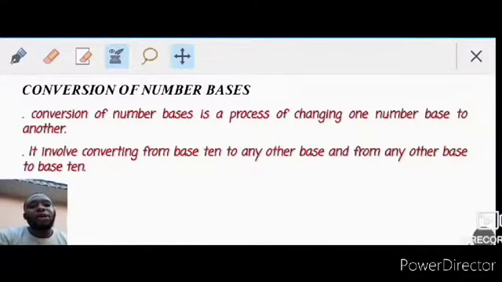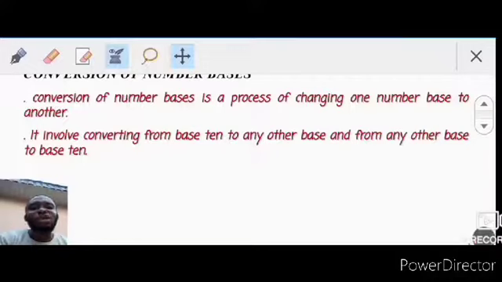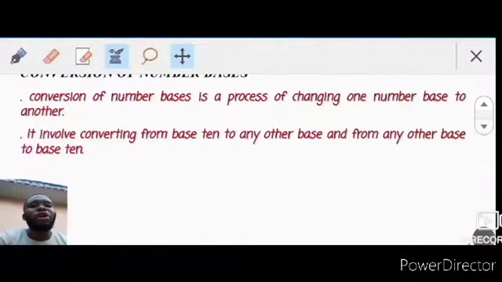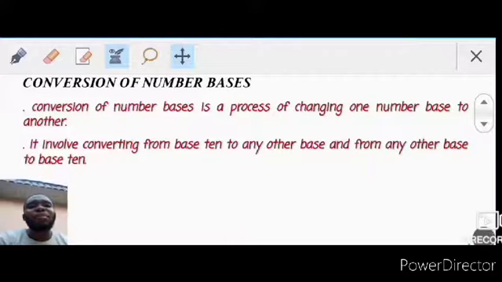Today we look at how to convert numbers from base 10 to any other base. Before we look at that, let us look briefly at the conversion of number bases. Conversion of number bases is a process of changing one number base to another. It can be from base 10, because normally the general way of counting is in base 10, as we discussed in our previous video. At this point, we are talking about how to convert a number from base 10 to any other base.